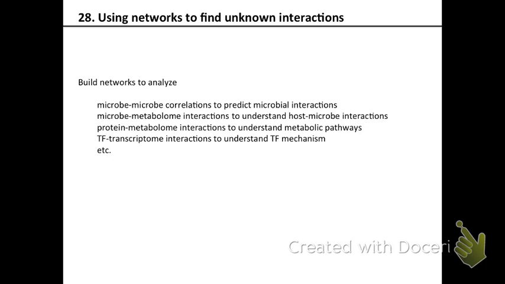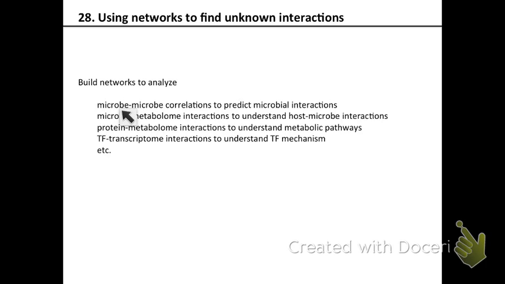Okay, so you can basically build networks for any type of interaction that you want to analyze. Basically, what you need is a technique that allows you to measure the interactions and quantify them, right? And then it needs to be high throughput. That means you should be able to do it for many, many genes, so that you can build a network.